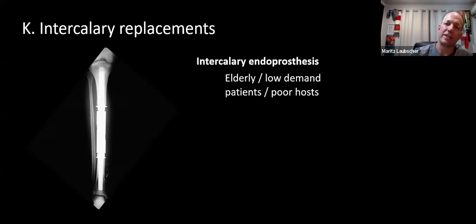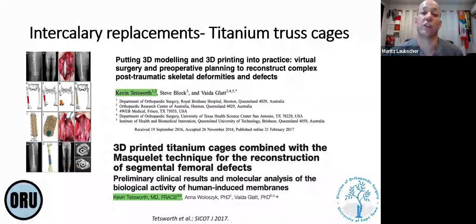Another exciting reconstruction that's classified as an intercalary replacement is the use of custom titanium 3D printed truss cages. I first learned of this technique when Kevin Tetsworth, a limb surgeon from Australia, presented this at a meeting, and I was immediately very interested. He presented his first 5 cases and a further follow-up of cases, and I'll show you the technique now.